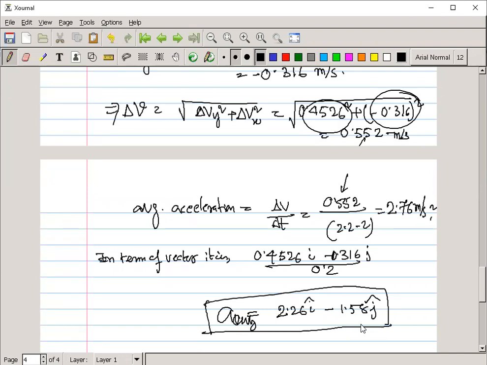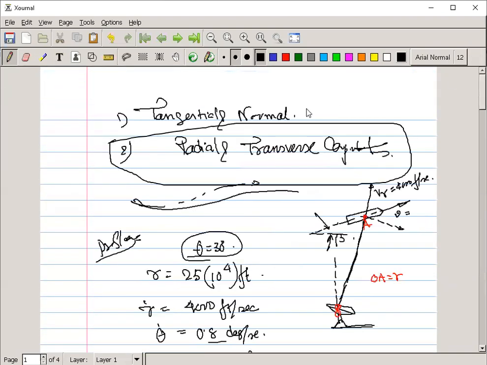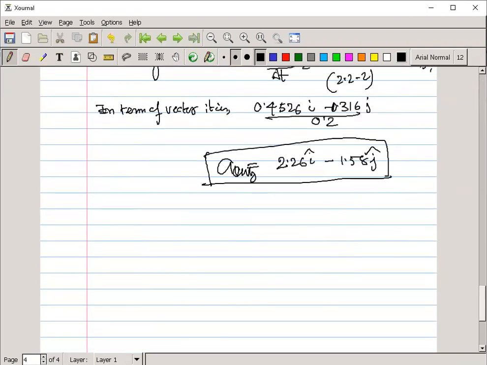So let's solve another problem, that is the relative velocity problem. After that, I have already taught about the radial and the transverse components, as I already told. So let's solve another problem that is based on the tangential and the normal direction.